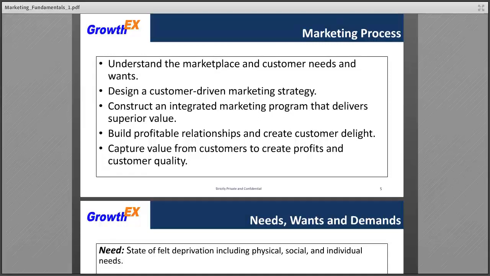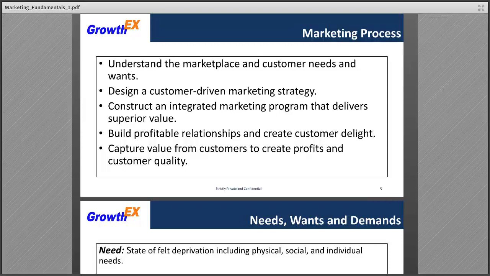Now, we talked about why marketing is important. Let's have a look at the different steps, at a very broad level, which go into a marketing process. The first and foremost step is to understand the marketplace, the customer needs, and the wants.